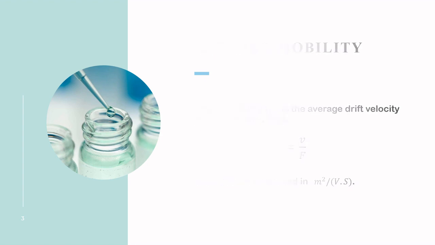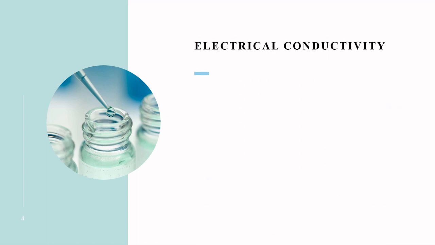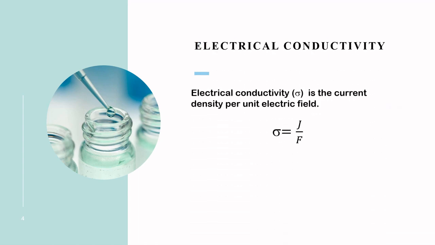Our next topic is electrical conductivity. Electrical conductivity, which is defined by sigma, is the current density per unit electric field. That means sigma equal to J by F. We represented the current density by J and electric field by F. So the ratio J by F is the electrical conductivity. In SI unit, sigma is expressed in Siemens per meter.